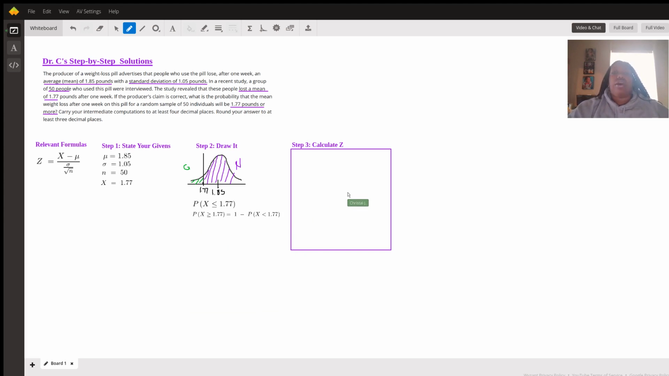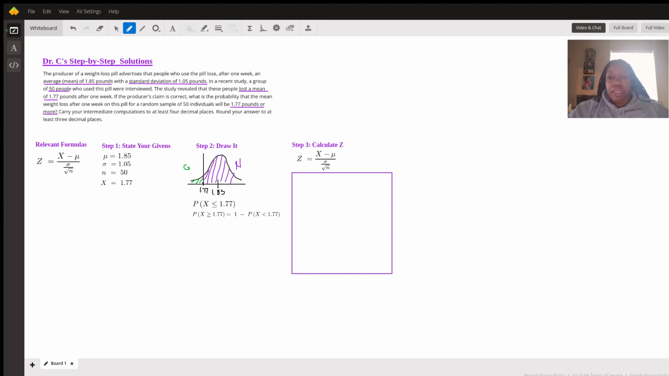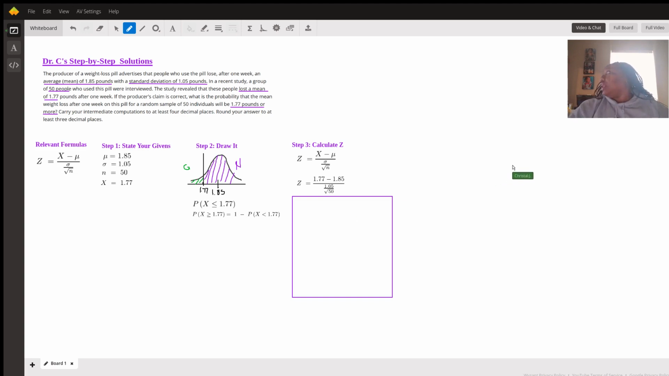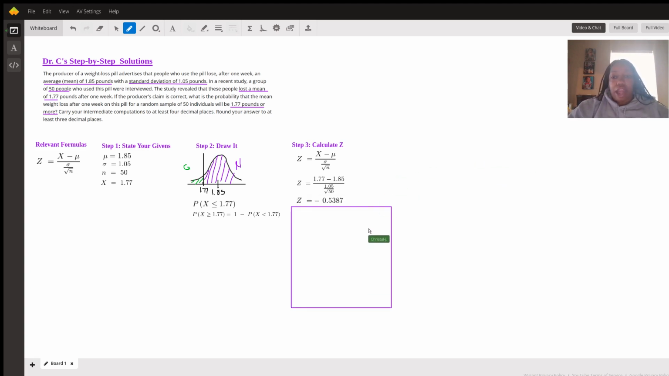Lastly, we're going to calculate it. As a reminder, here's the formula: sample mean minus population mean, divided by the population standard deviation divided by the square root of n. We have everything we need, so we plug it in: 1.77 minus 1.85, divided by 1.05 divided by the square root of 50. When we calculate that, it gives us a z-score of negative 0.5387.